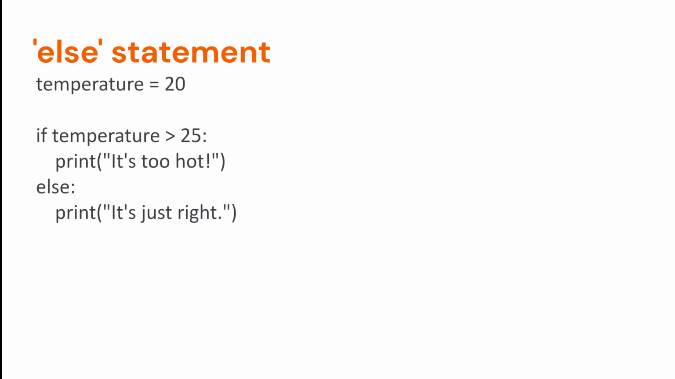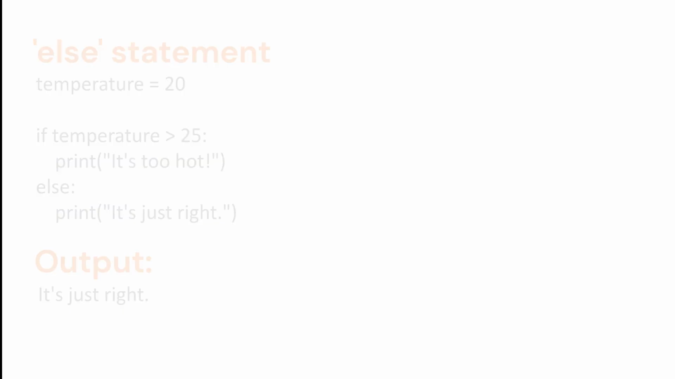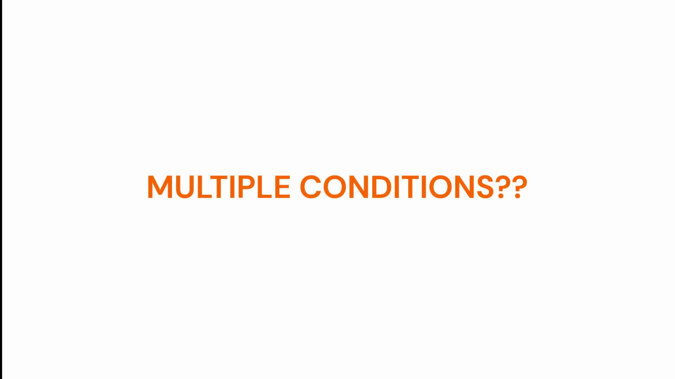But what if we need a backup plan? Enter the else statement. Here's how it works. If the condition in the if statement isn't met, Python gracefully falls back to the code inside the else block, printing "it's just right." Now, what if we have multiple conditions to consider?